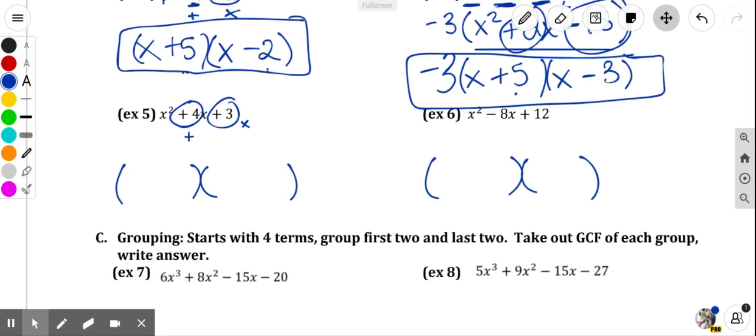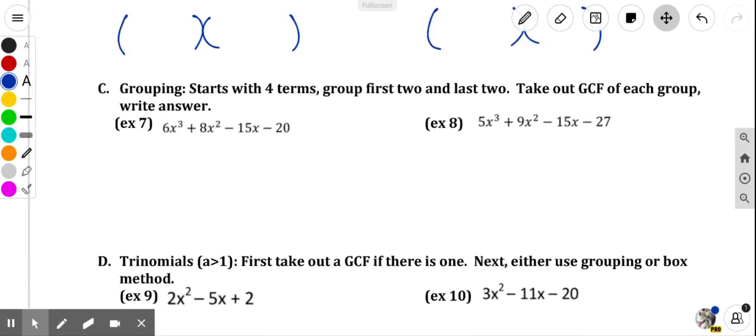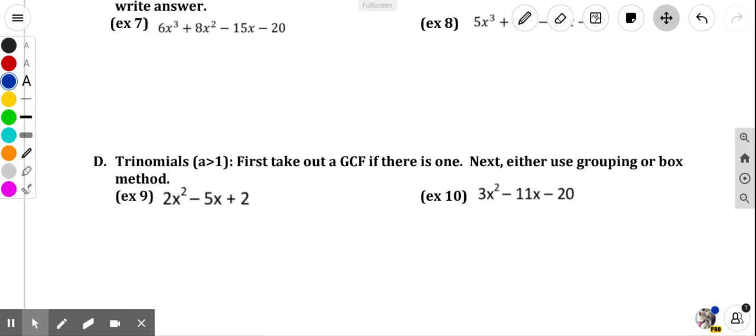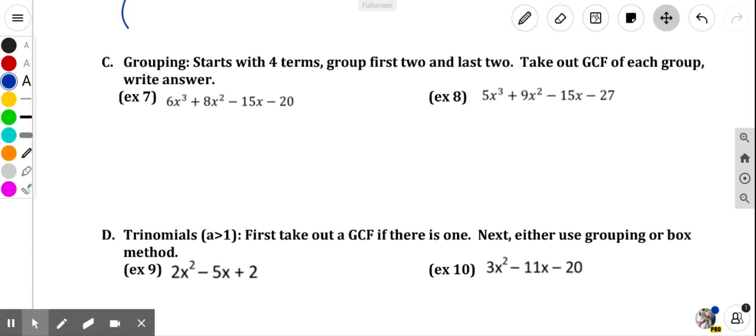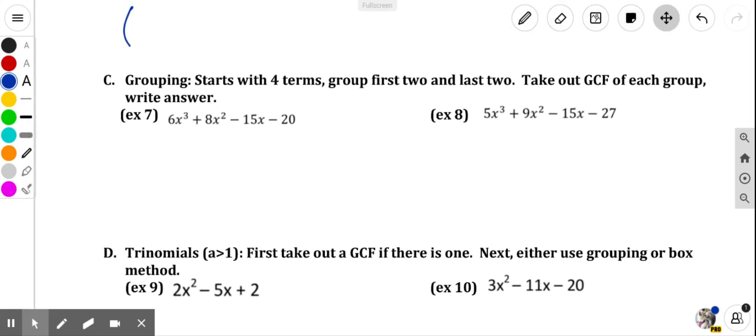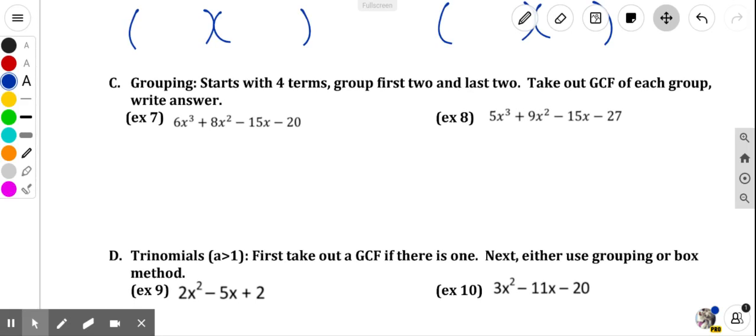Okay. The next part is grouping. So we learned grouping when we learned factoring when a is bigger than 1, like these, part D. We rewrote it into 4 terms. So we're going to encounter some problems, some polynomials that start off as 4 terms. Anytime you have 4 terms, the only way to do it is with grouping. And so this is what you do for grouping.